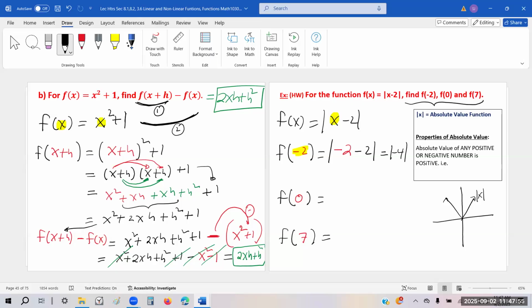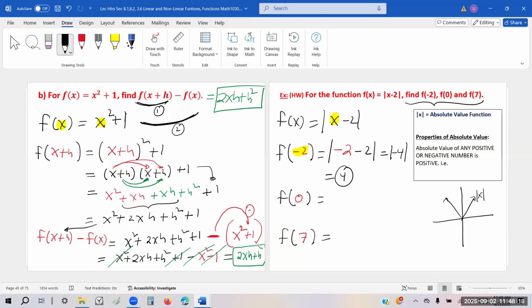+4. Do you know why? Because absolute value tells us the distance from 0. They're asking how much is the distance from 0 to -4. So how much is the distance from 0 to -4? 4 units, positive. Distance can never be negative.